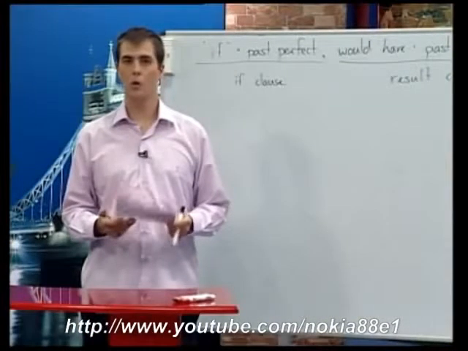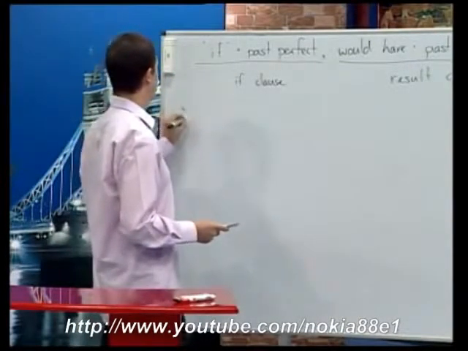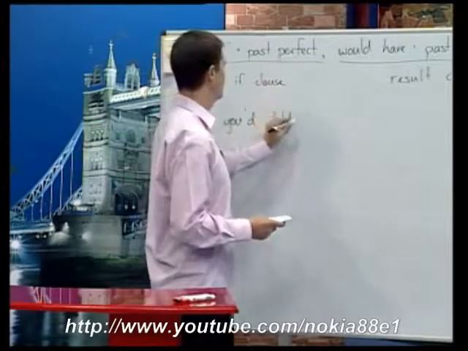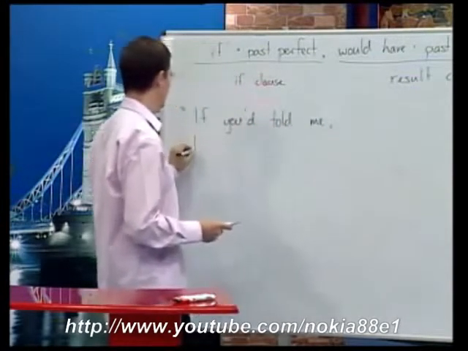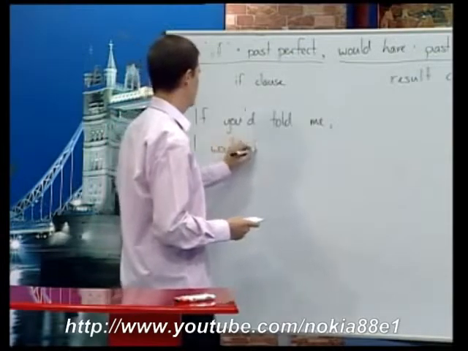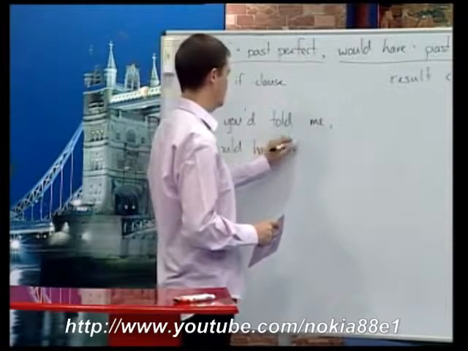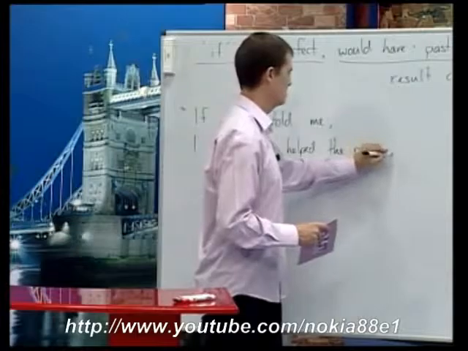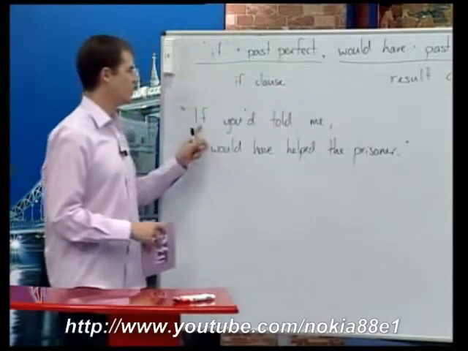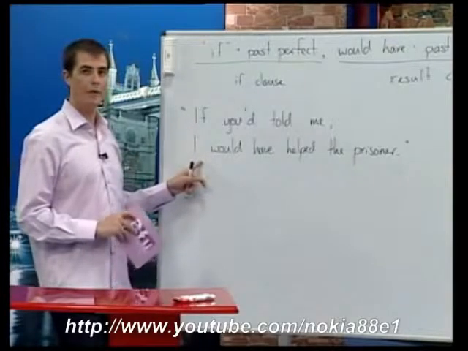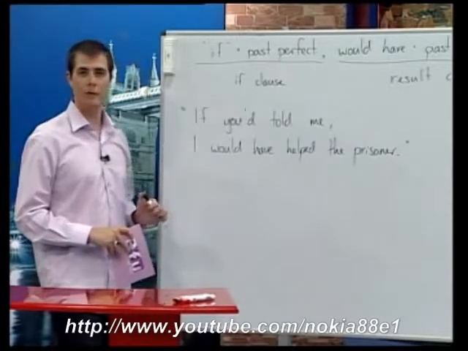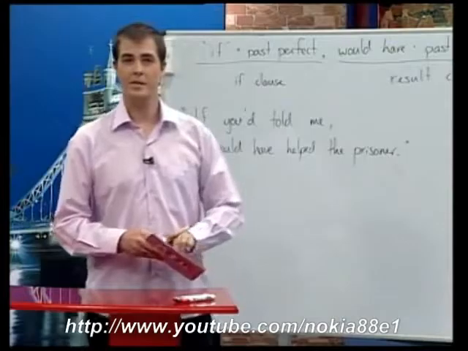So when we're speaking, the auxiliary verbs or the helping verbs are almost always contracted. For example, here, if you'd told me, comma, I would have helped the prisoner. So for speaking, we'd say, if you'd told me, I'd have helped the prisoner. Just be careful, it's not I would have, but I'd have. If you'd told me, I'd have helped the prisoner. That's when we're speaking. Well, let's practice these now.